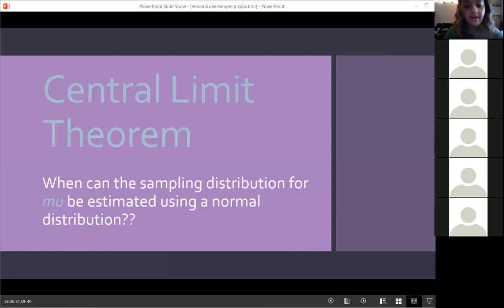This is basically the same premise as the rule of sample proportions, but we're going along and talking about it for means. So we're saying, when can we use our sampling distribution of our means to estimate using that normal distribution? Remember, the last one was saying, when can we use our sample proportion to be estimated for a normal distribution? The Central Limit Theorem talks about when we can use that sampling mean.